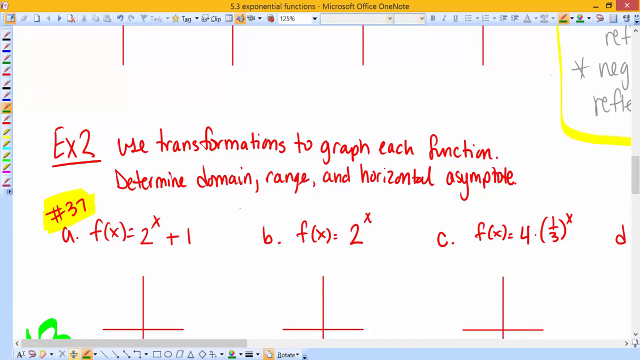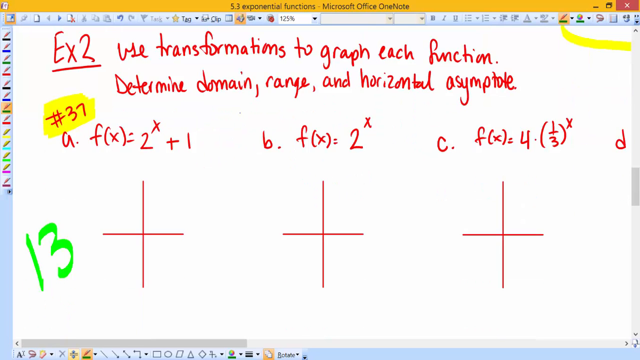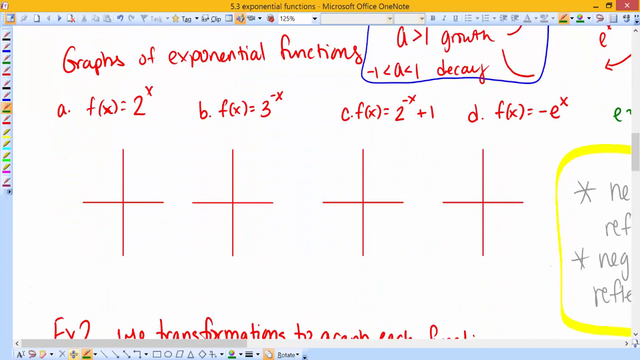If you do not want to use transformations to go through any of these graphs, you are welcome to just make a table of values. So I am going to do that. I'm going to make a table of values for you. Here, I'm going to start with 2 to the 0. Well, that's 1. I'm not really going to do a full table of values. This is just going to be really quick.